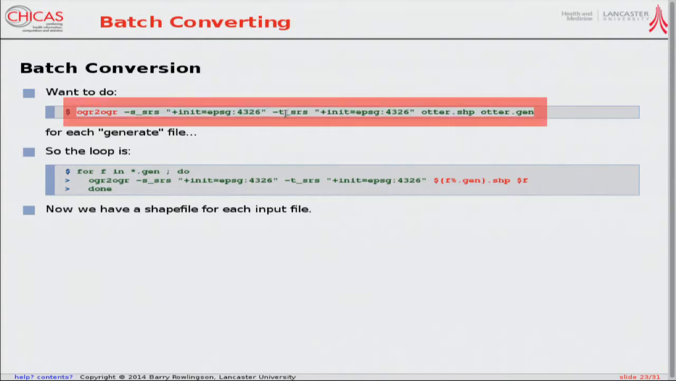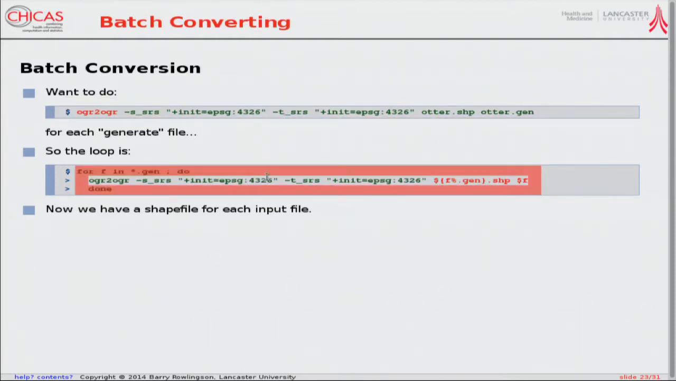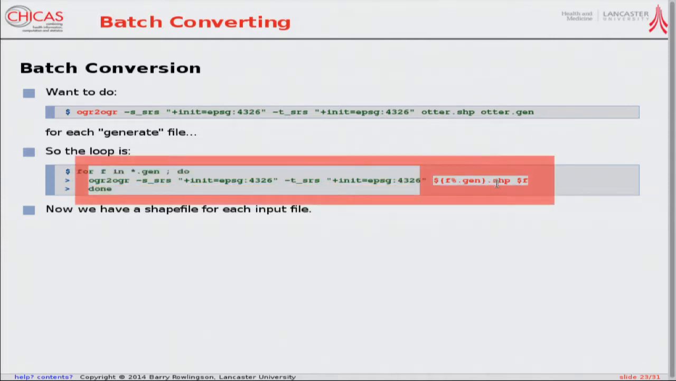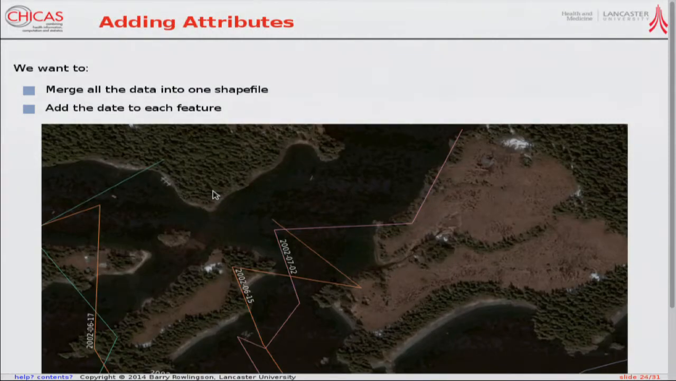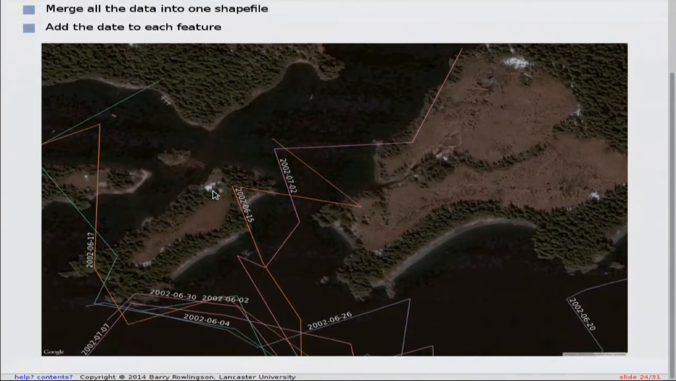So in order to be able to do that, we just write a loop like this, where we extract out the bits we want, run that loop, and then we'll have a shapefile for each of our ungenerate files. And one of the things you can do with shell scripts is you can put these things in a file themselves and run them. You don't have to type them in every time, just put them in a file and run them. So now we've got 38 shapefiles, which we can load in.